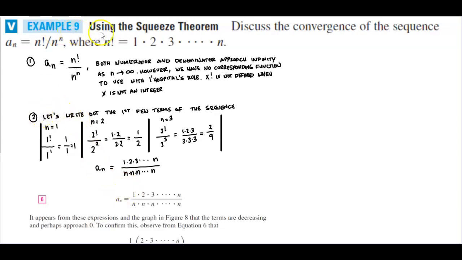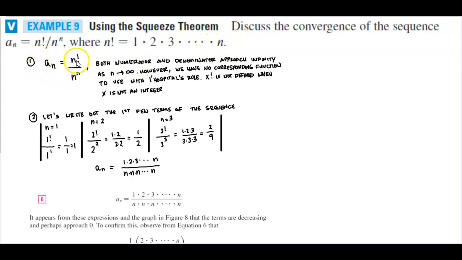In example 9, we're going to use the squeeze theorem, and we're going to discuss the convergence of the sequence a subscript n, which is equal to n factorial divided by n to the power of n, where n factorial is equal to 1 times 2 times 3, all the way to n.